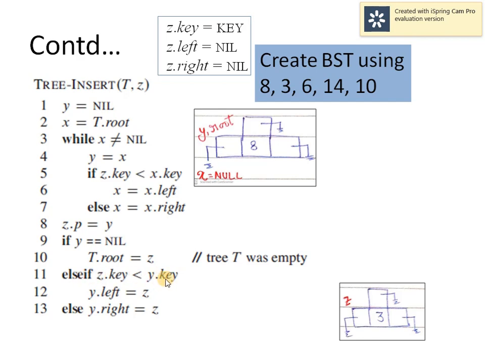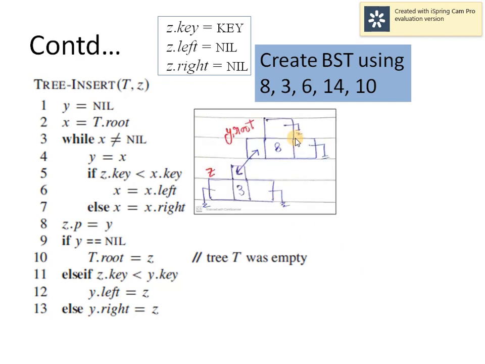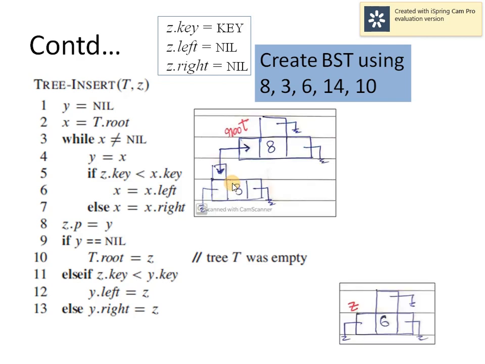So this will give us true. Since this is true, y dot left will start pointing to z. So this left pointer of 8 will start pointing to this z node now. So the structure will get updated to something like this. The parent of 3 is pointing to 8. The left of 8 is pointing to 3. So we have a tree something like this now.